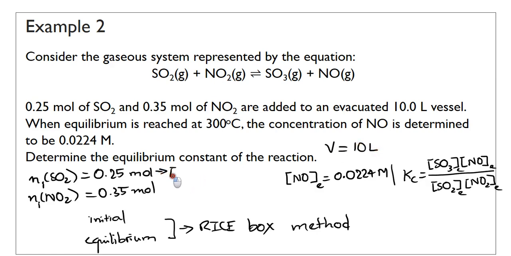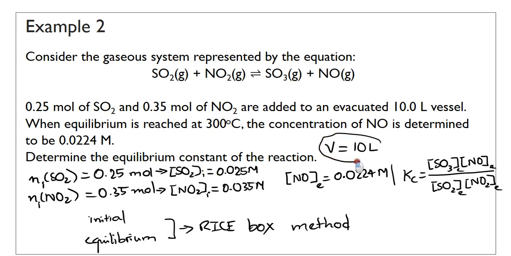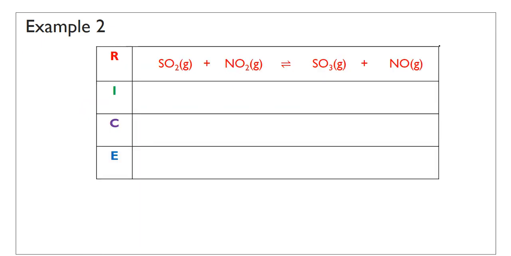So the initial concentration of SO2 is just 0.25 divided by 10 liters, so 0.025 molar. This is the initial concentration of SO2, and the initial concentration of NO2 is going to be 0.035 mole per liter. So this is just a conversion from number of mole to concentration using the fact that the volume of the vessel is 10 liter, and that concentration, which is C, is number of mole divided by volume. All right, so we're going to fill that in.